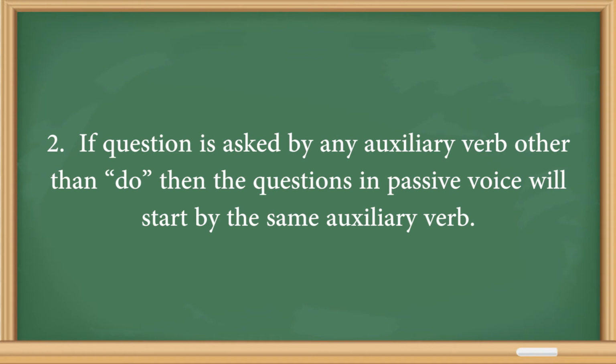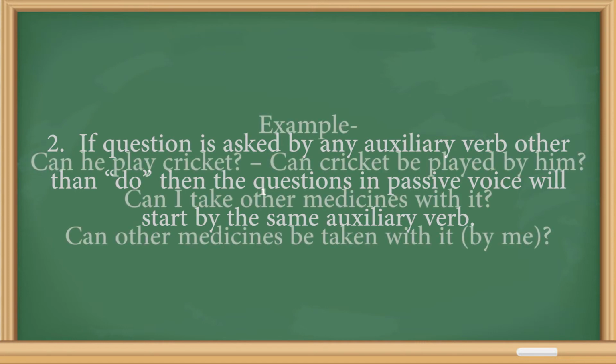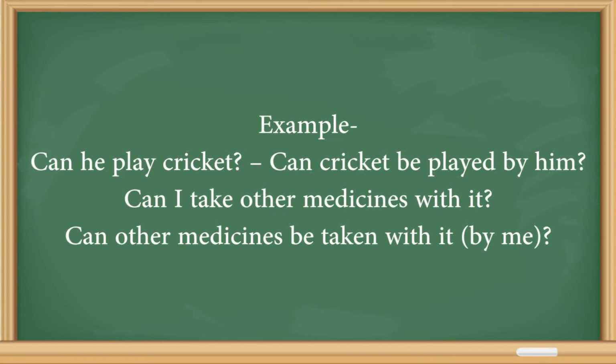If the question is asked by any auxiliary verb other than do, then the question in passive voice will start by the same auxiliary verb. See the example. Can he play cricket? Can cricket be played by him? Can I take other medicines with it? Can other medicines be taken with it? Of course, by me.